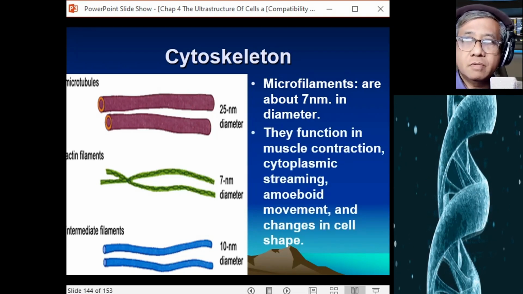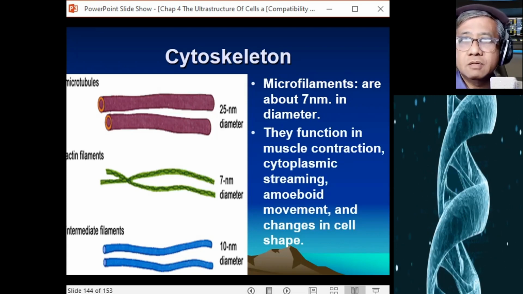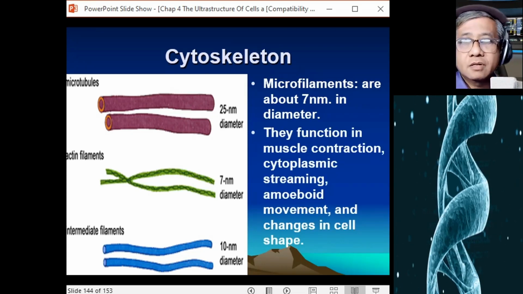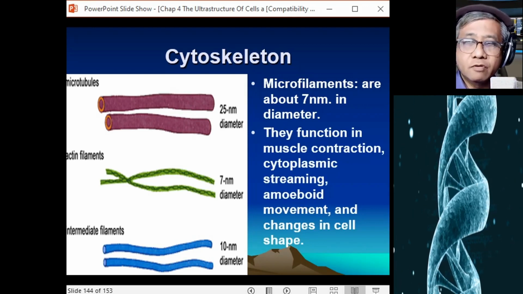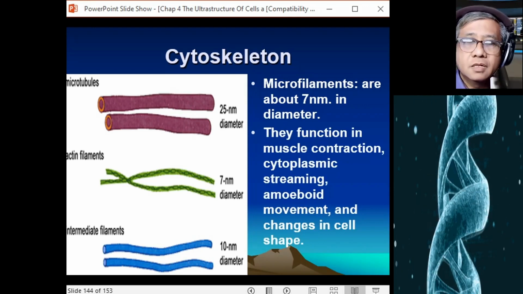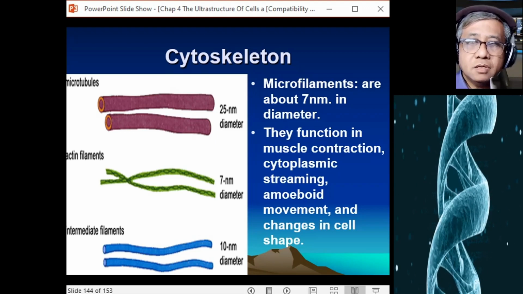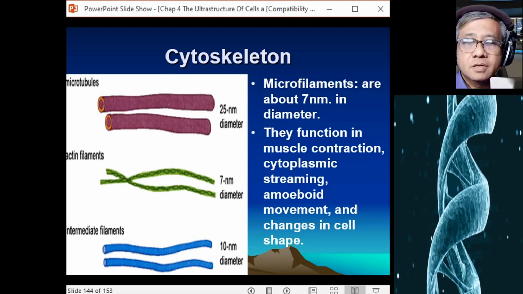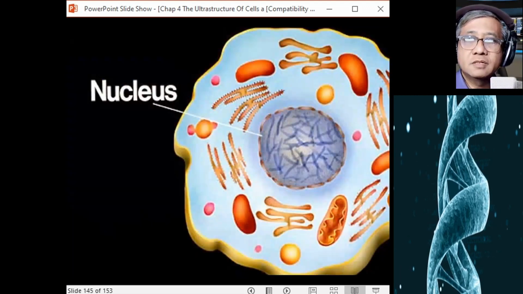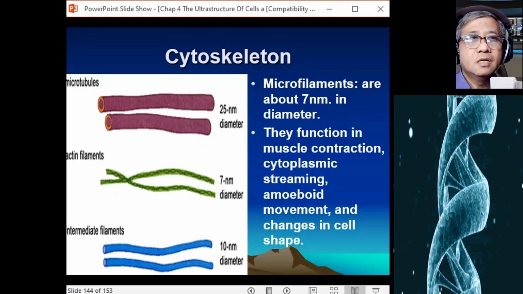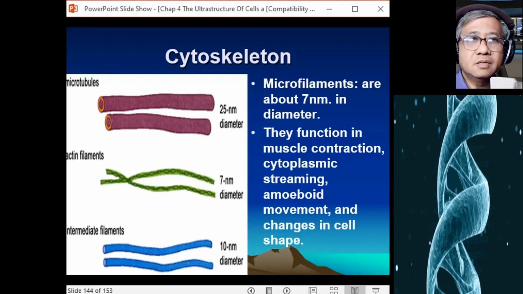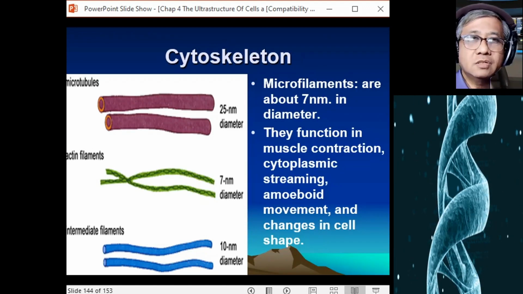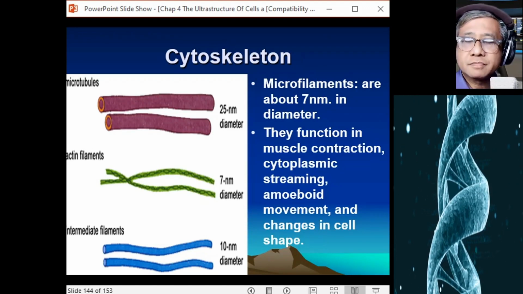Okay, as for the function of the microfilaments, they function in muscle contraction, especially the actin-myosin filaments that are involved in muscle contraction, cytoplasmic streaming, amoeboid movement, and changes in the shape of the cell. So those are the cytoplasmic organelles: the endomembrane organelles, the energy transducing organelles, and the cytoskeleton.